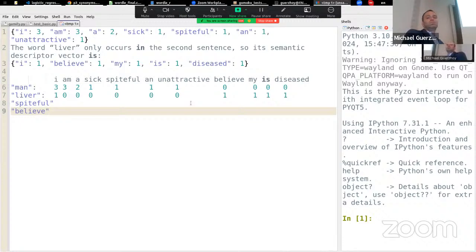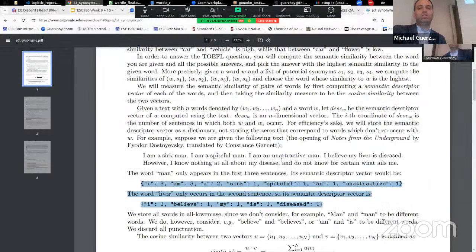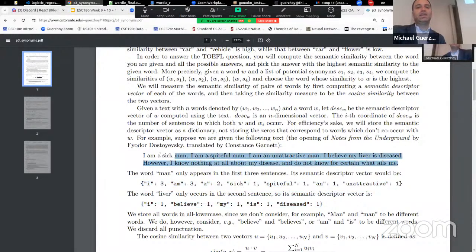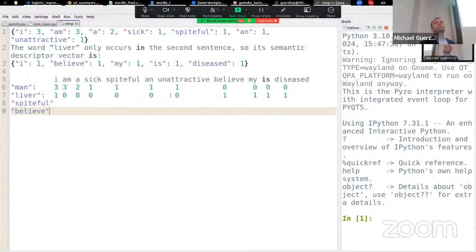Make sense? But if I am a sick man, right, is the sentence, how come man isn't in that sentence? No, it's all in the sentence. So we're looking at all of this as the input, right? We are taking the entire text, and then we're saying in this text, how many times does man occur with every other word, right? Does that make sense now? Okay.